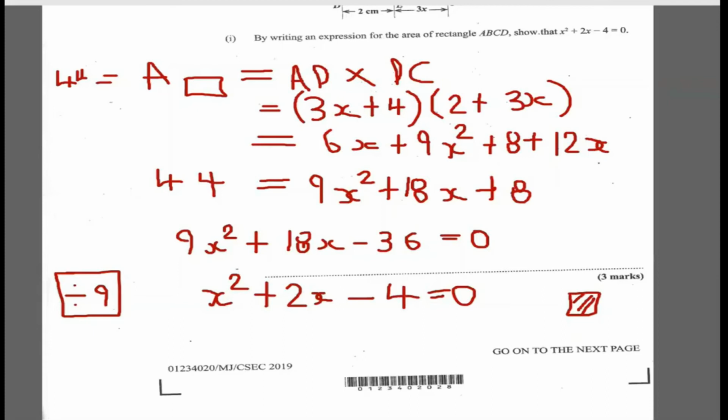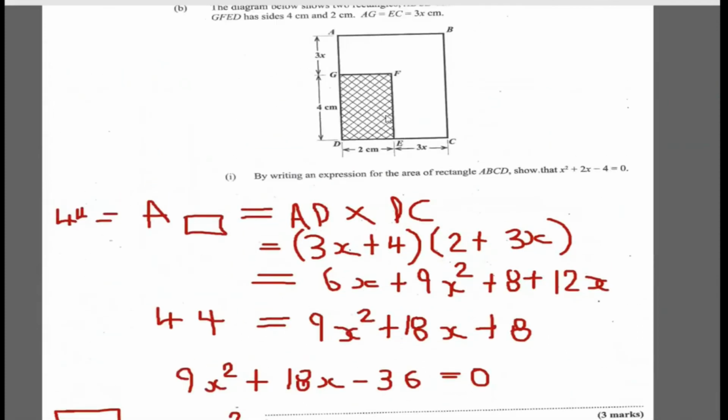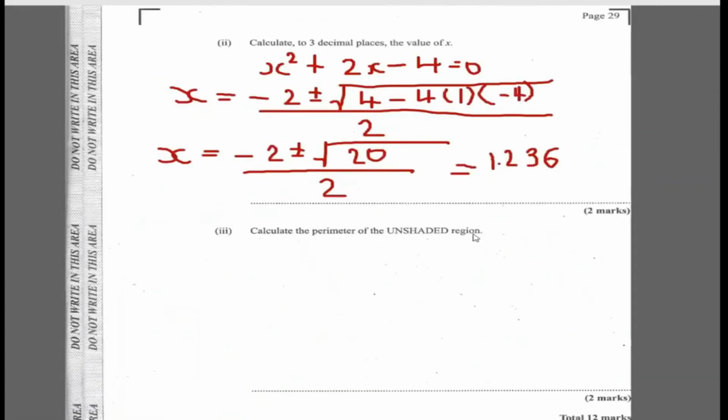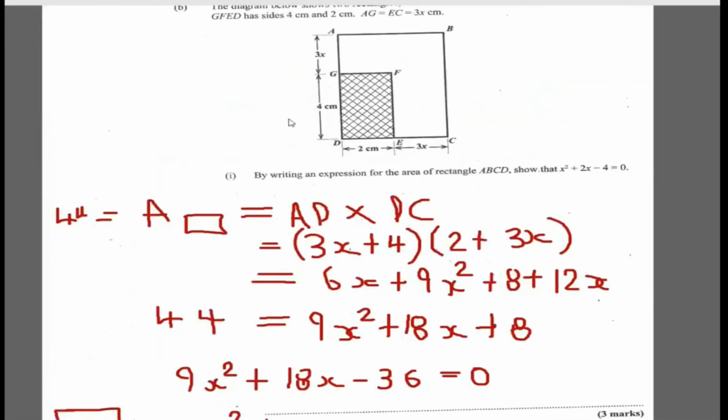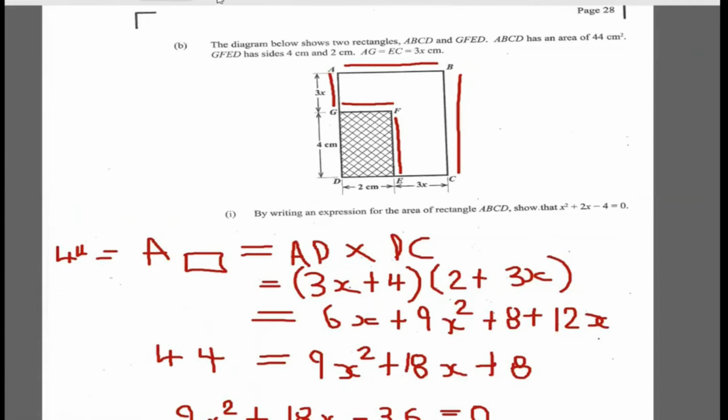All right, now let's look back at the diagram. So we know what x is. So good. So now calculate the perimeter of the unshaded region. The perimeter of the unshaded region is the distance around. So it's this length plus this length plus 3x plus EF plus FG plus 3x. All of these red lines will give you the perimeter. So since the diagram is right here, let's just do it right here.